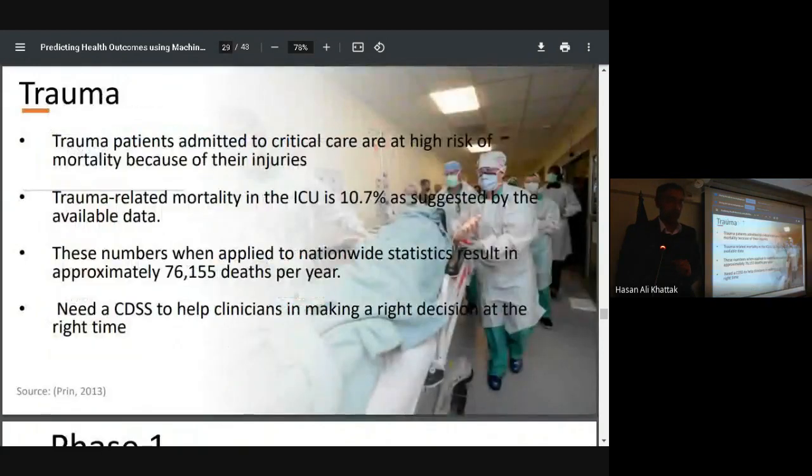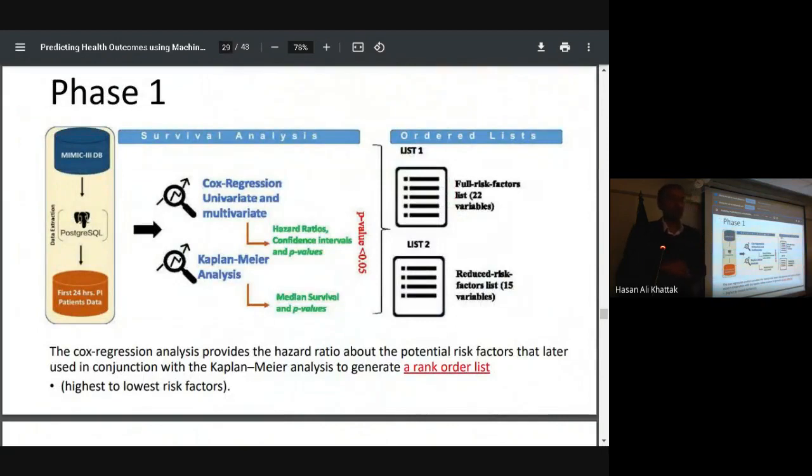So for that, we took the data from the MIMIC database, which is a database of ICU data managed by MIT. Around 95 to 100 ICUs' data is there, and they continuously update it. Then we do the initial screening. We applied different biostatistics techniques, like Cox regression and Kaplan-Meier. Cox regression analysis provides the hazard ratio, and after that, we took the Cox regression and used Kaplan-Meier to design the rank order list.